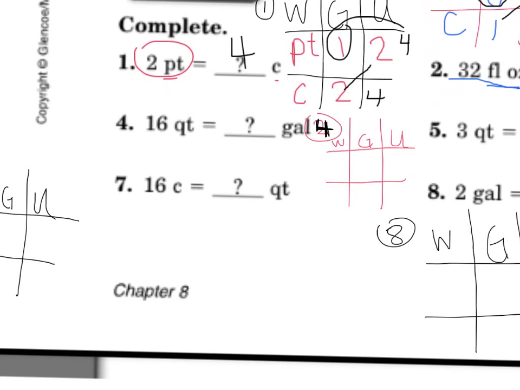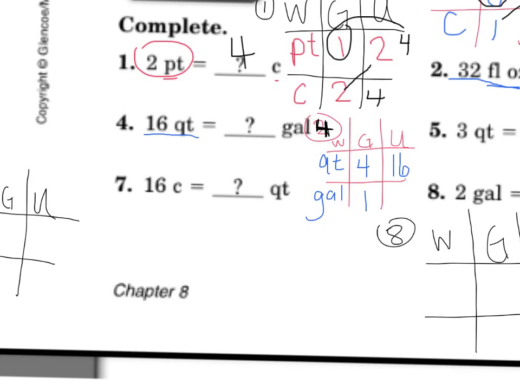Quarts and gallons. Okay, and there on my math chart it says that 1 gallon is 4 quarts. Those are our queens. We have 4 queens. King G had 4 queens in his family. And then here we have 16 quarts.